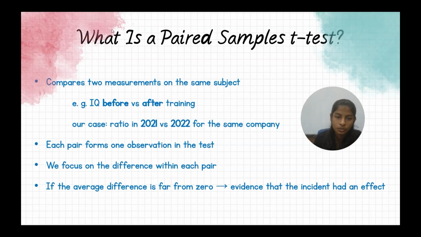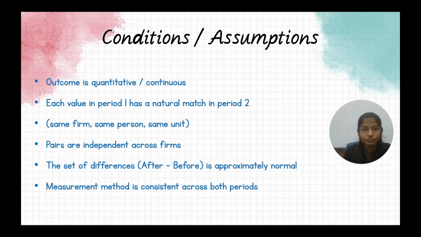This approach controls company-specific characteristics and helps us to clearly identify the effect of the interest rate change. The test checks whether the average change within the company is statistically different from zero.